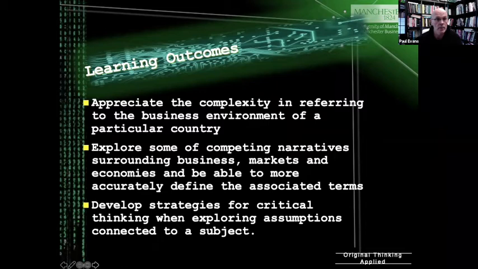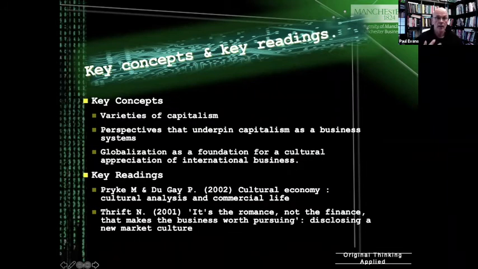This raises questions about the notions of business, international business, economy, and globalization per se as a convergence, and bringing it the same as this interconnectedness. So we talked about varieties of capitalism as a set of theories. We also talked about perspectives that underpin capitalism as a business model, as a business system. And we talked about globalization as a foundation for a cultural appreciation of international business. Those are the elements of narratives that are within there.